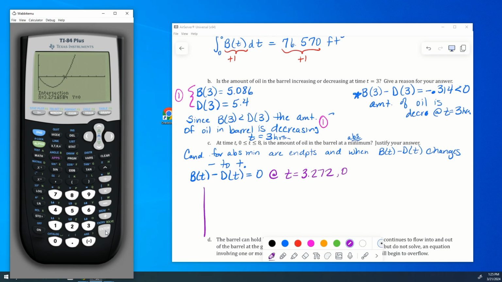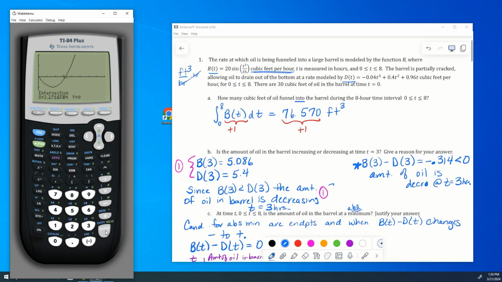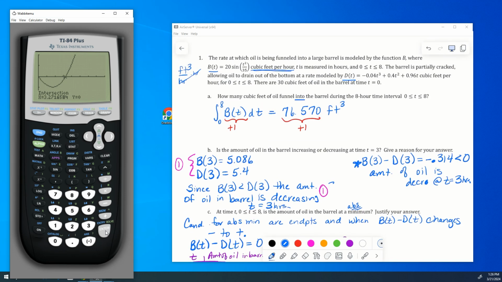So in my t-chart, my 3 values are going to be 0, 3.272, and 8. And then what am I finding the minimum of? You don't have to write a formula because I haven't defined it as anything. I'm going to say amount of oil in the barrel. Now let me think for a second because I've got to figure out how to find that. I know that this value is 30 because they told me that. It said there are 30 cubic feet of oil in the barrel at time t equals 0.